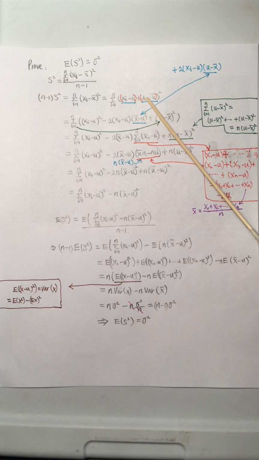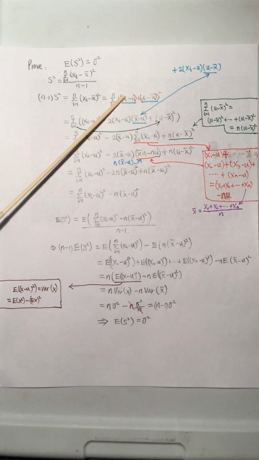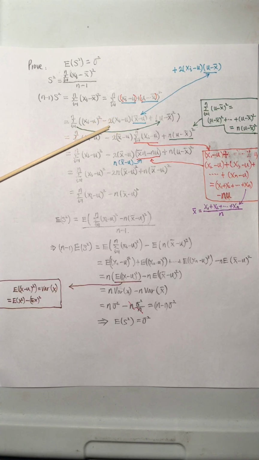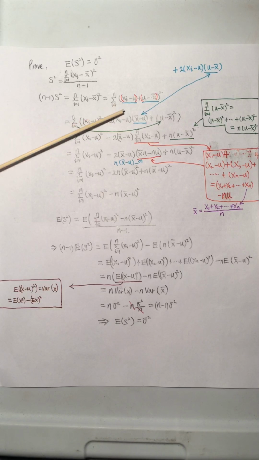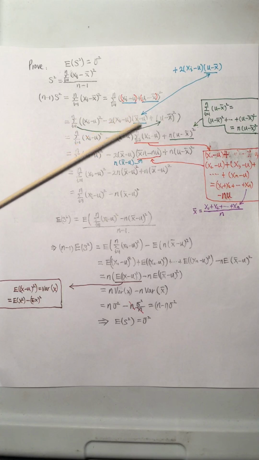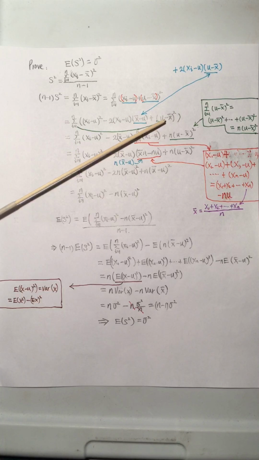xi minus mu plus mu minus x bar. We are sticking in minus mu and plus mu, which sum up to be 0, so this doesn't change the result. Once we have the minus mu and positive mu, we could start to square it. This turns out to be the square of the first term, twice the product of the first and second term, plus the square of the third term.